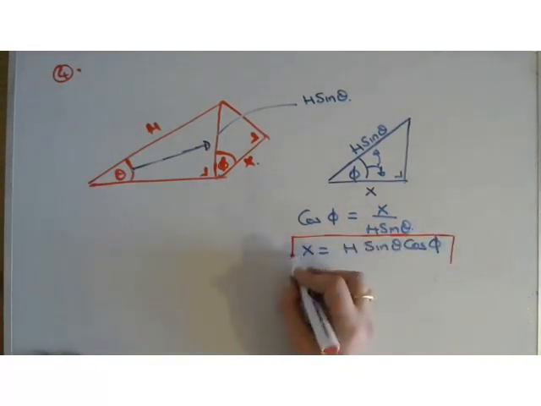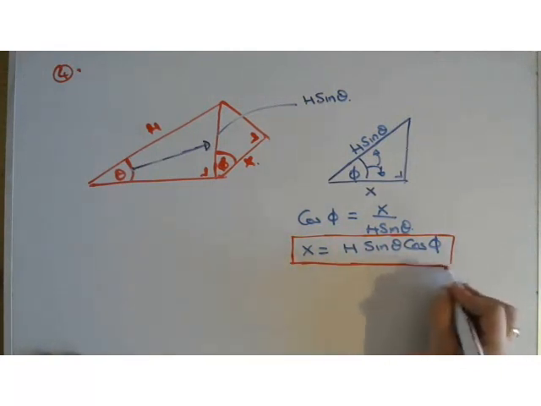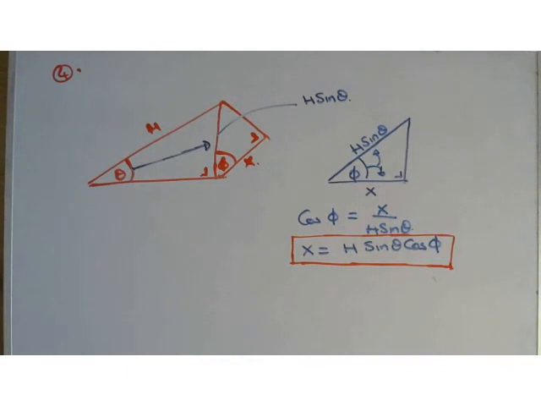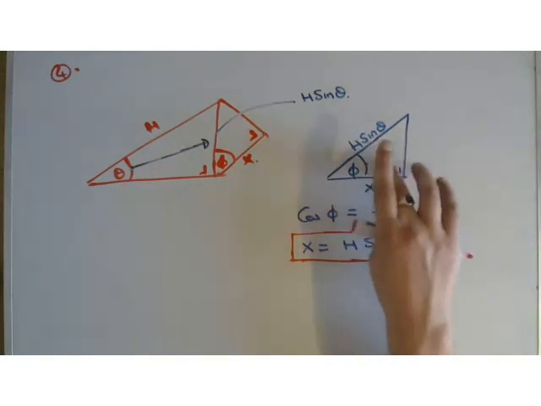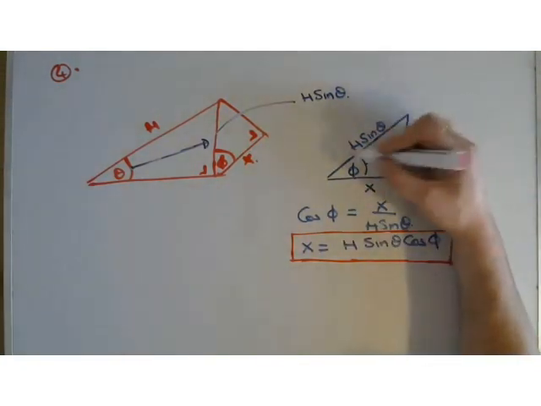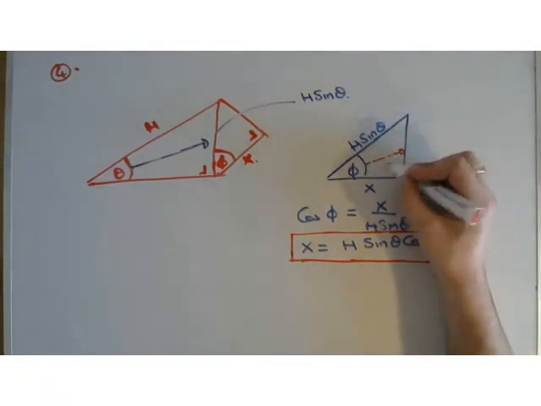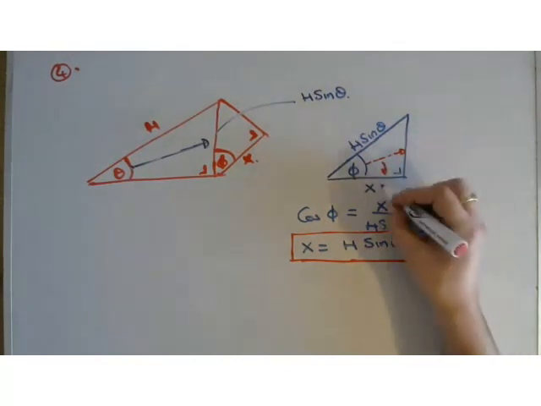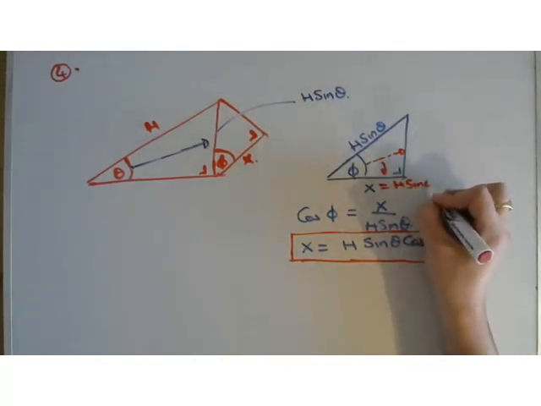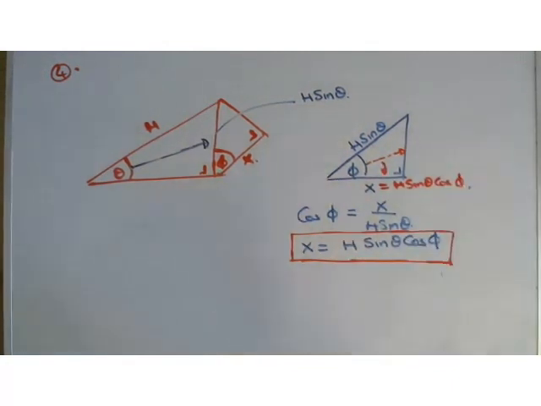Now, I know it looks really weird. I know that. But that's what they want there. x is h sine theta cos phi. You can kind of see it from here as well. Here we have the hypotenuse. It's just h sine theta. So this would be sine phi, and this would be cos phi. So x is h sine theta cos phi.